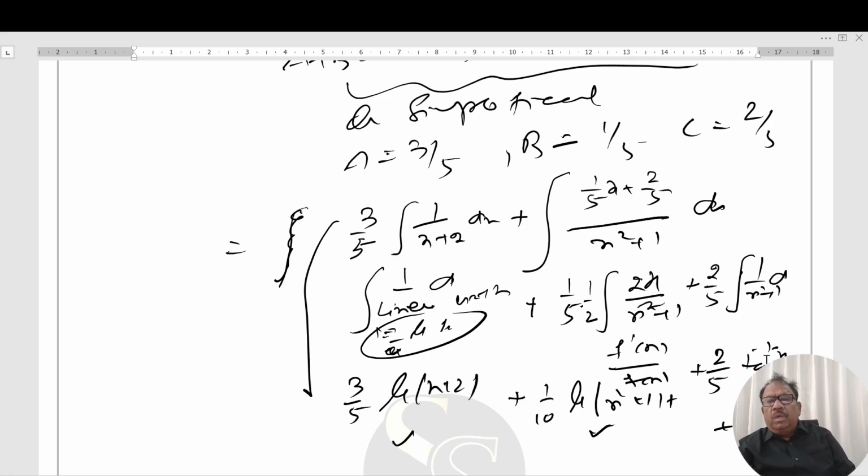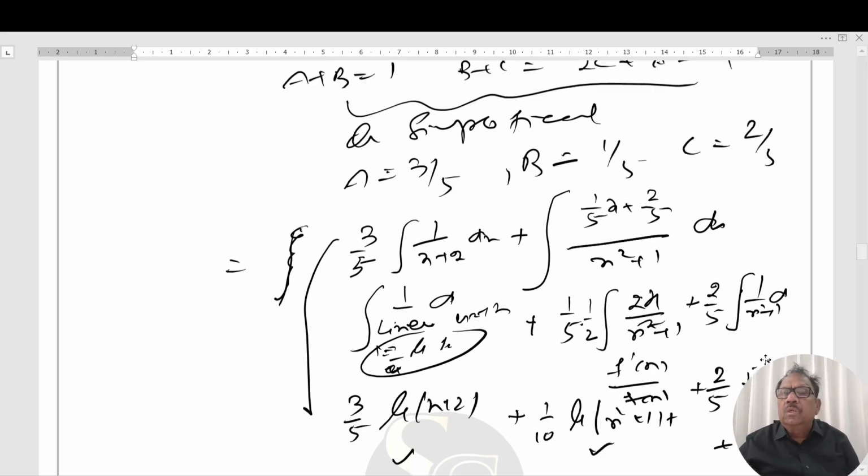This question used three formulas. First, 1 over linear integration: 1 upon the coefficient of x into log of the linear. Second, f dash x upon f x, the answer is log of f. Here 2 was not there, so we multiplied by 2 to make the difference exactly that, then f dash x upon f. Then, in this direct form, the tan inverse x formula. This is the complete answer.